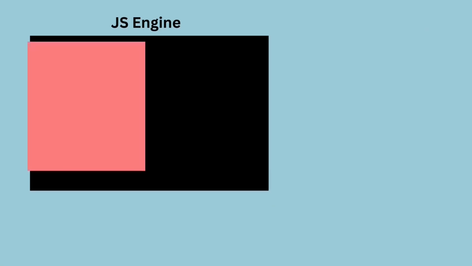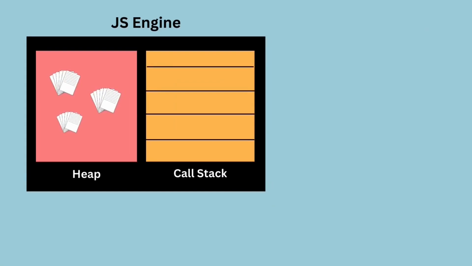The first component, or you can say the main component, is the JS engine. It consists of heap and call stack. It handles the code execution mainly. JS engine is a place where the code is run line by line synchronously. What synchronous means is we'll wait for the code to finish before we move to the next line.